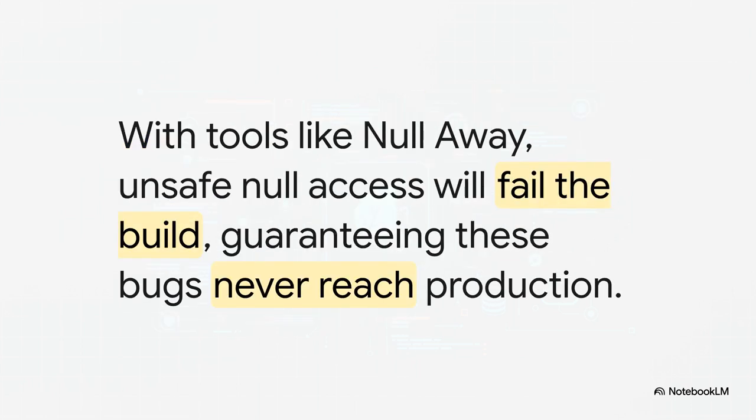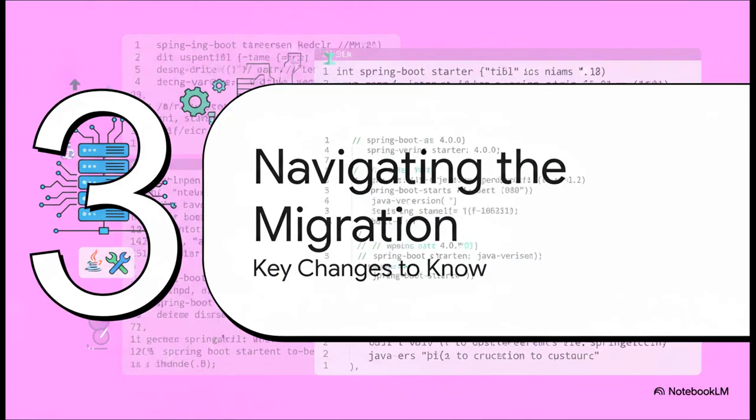But wait, it gets even better than that. You can plug a tool like NullAway right into your build process. So now, if someone on your team tries to commit code that has an unsafe null access, the build just fails, period. Think about that for a second. An entire category of bugs just gone, wiped out before they ever even get close to production. That is huge. Okay, so these new features are obviously super powerful, but how do you actually start using them?